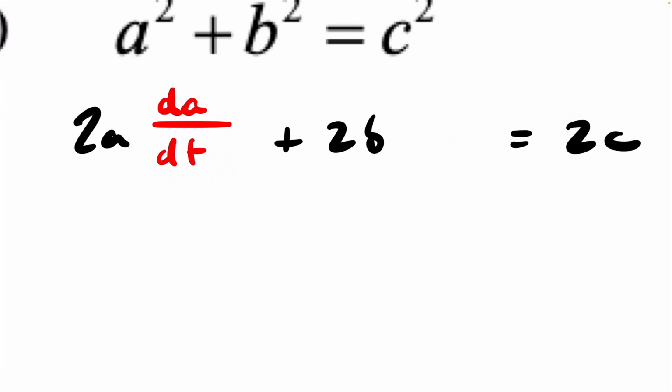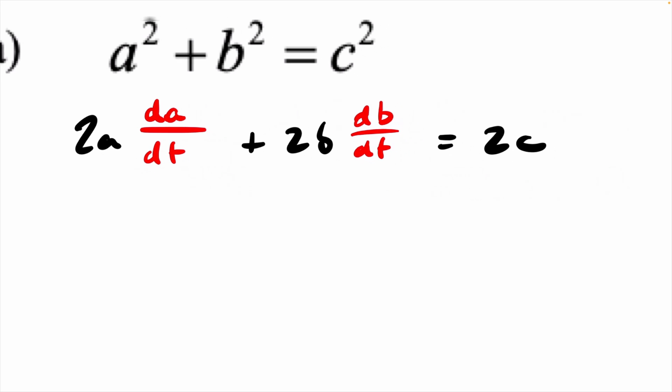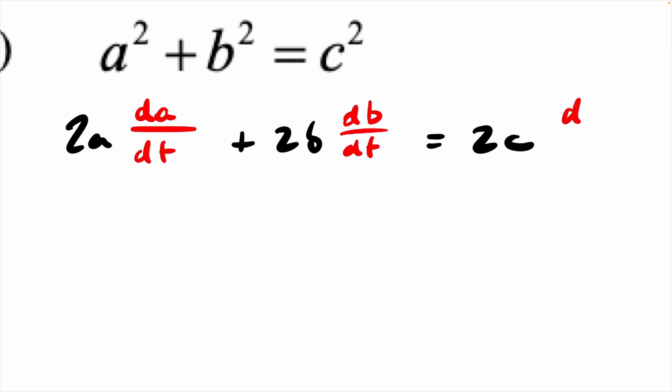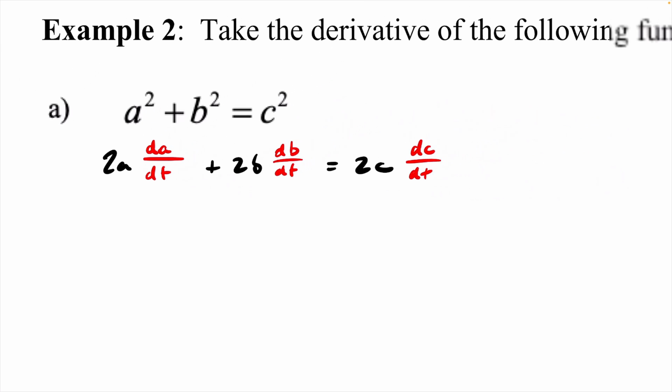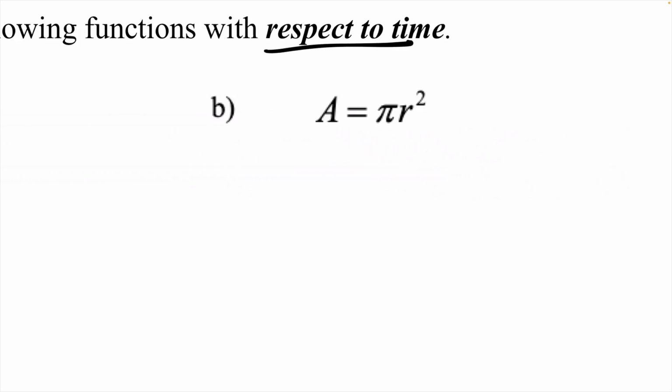Okay. Now B. I just found the derivative of B with respect to time. C. I found the derivative of C with respect to time. That's the derivative. Okay, that is the derivative of that with respect to time. Okay? Okay. So now let's look at this guy.